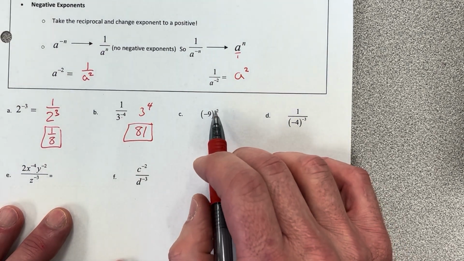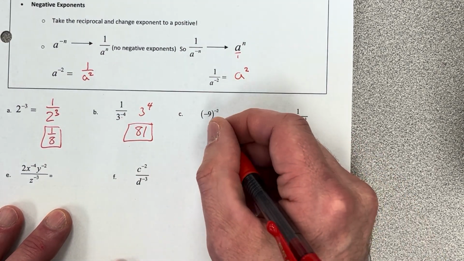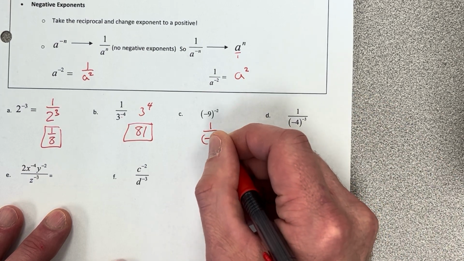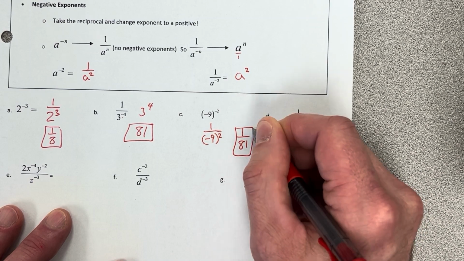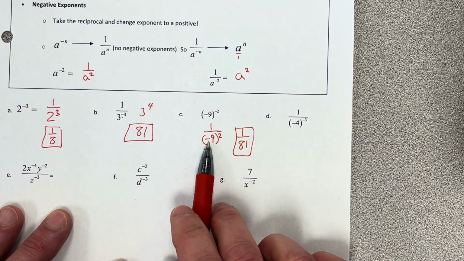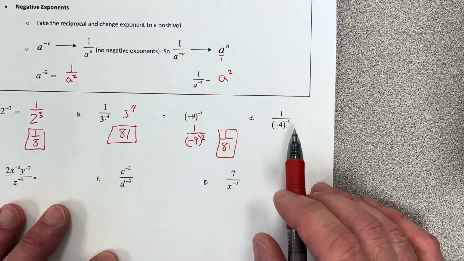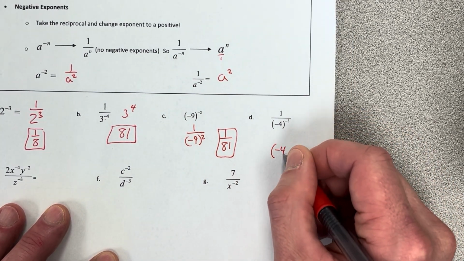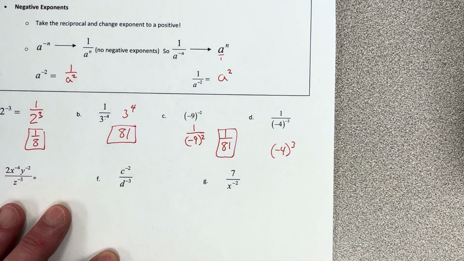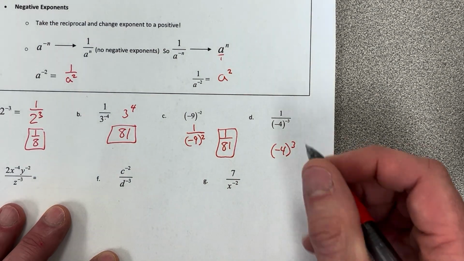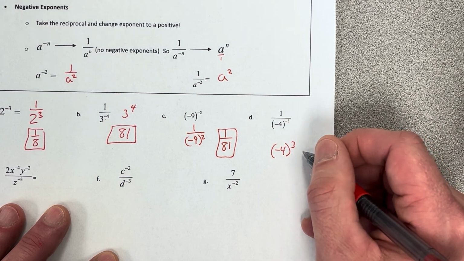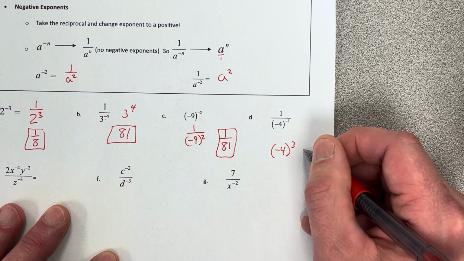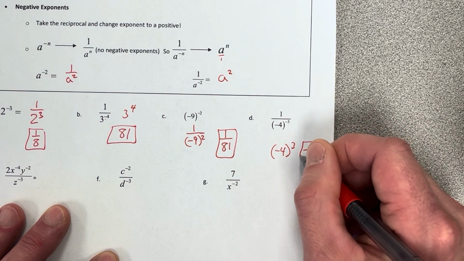A negative exponent on a parentheses here. So this is all going to become the reciprocal. Change the exponent positive. We get 1 over 81. Notice the negative got squared. Okay. On this one, it's downstairs. It's going to move upstairs. And let's see. 64 is our answer. Oh, I should be more accurate. I was wrong. It's negative 64 is our answer.